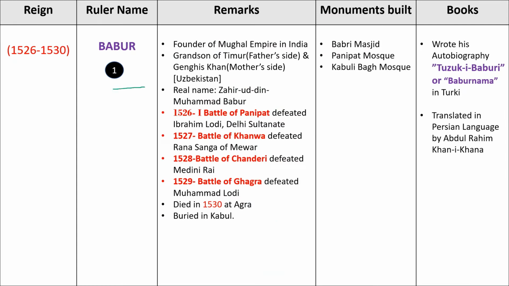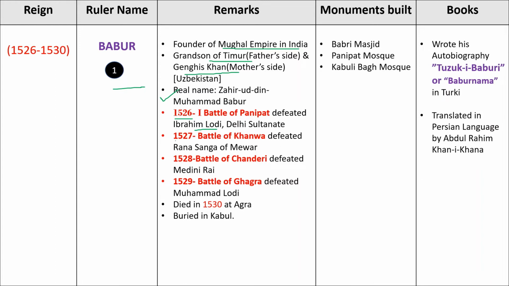Babur, he is the first Mughal emperor. He was the founder of Mughal Empire. He is the grandson of Timur and Genghis Khan. He is basically from Uzbekistan. His real name was Sagiruddin Muhammad Babur. He met Ibrahim Lodi in first battle of Panipat in 1526 and he defeated Ibrahim Lodi and crowned the king.